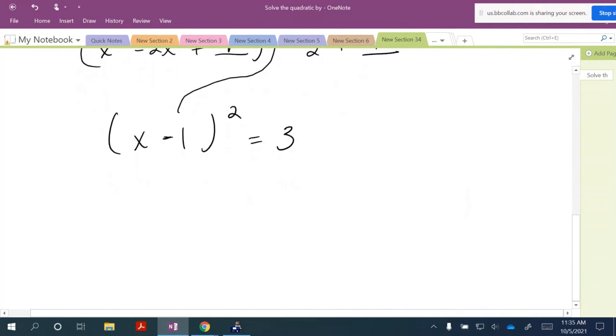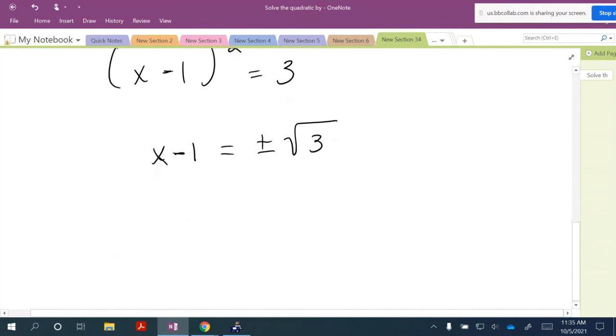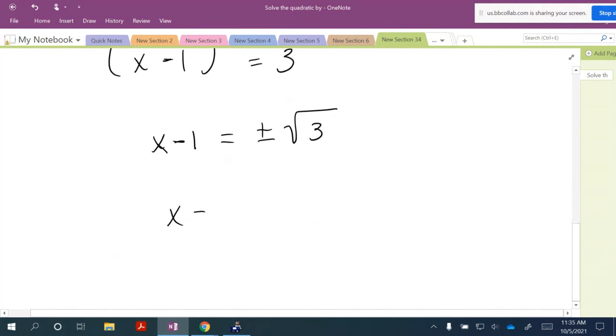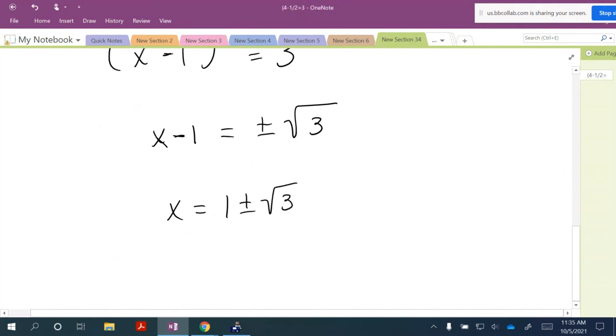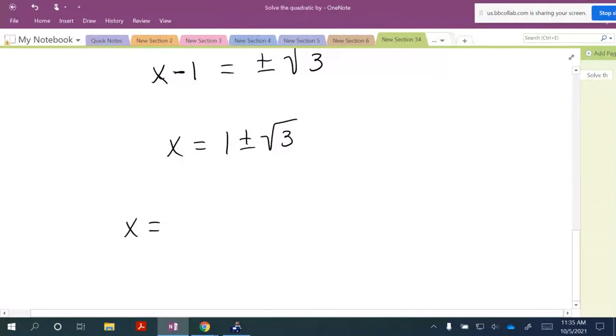Now we're going to use the square root property. So the side that's squared, the square root and the square cancel. So on the left-hand side, I simply have x minus 1. However, on the right-hand side, we must sprout a plus or minus. From this point, I'm going to add 1 to both sides, and we have our two solutions. X can equal 1 plus the square root of 3 or 1 minus the square root of 3.